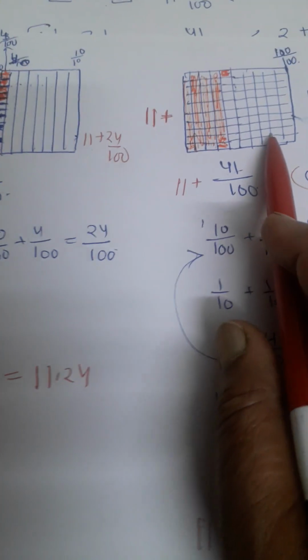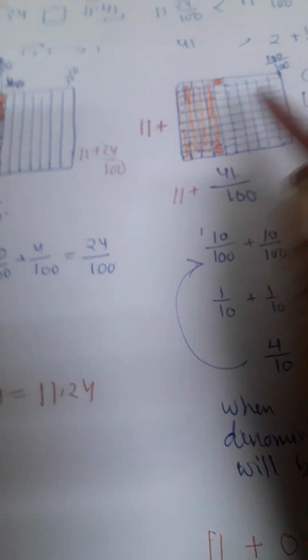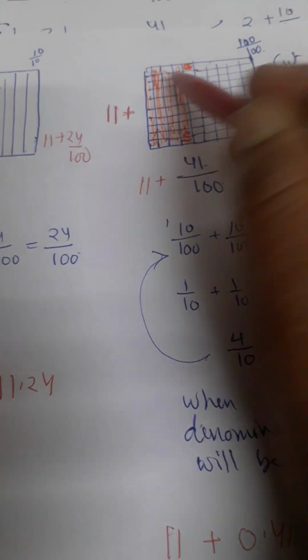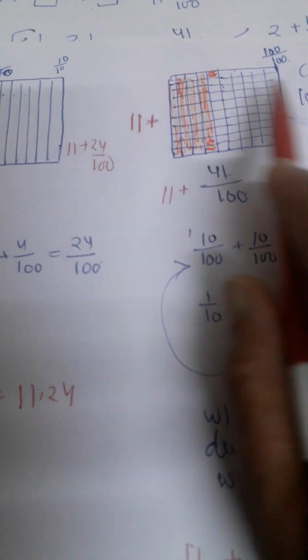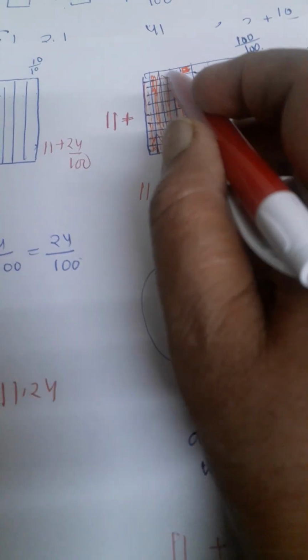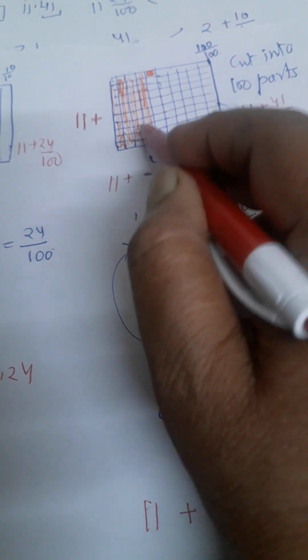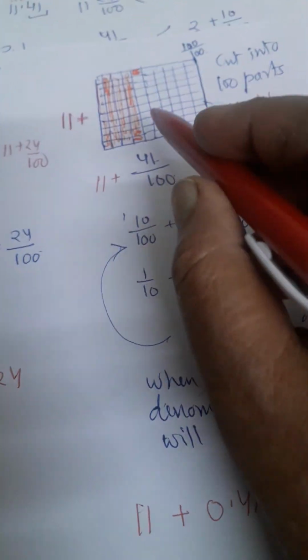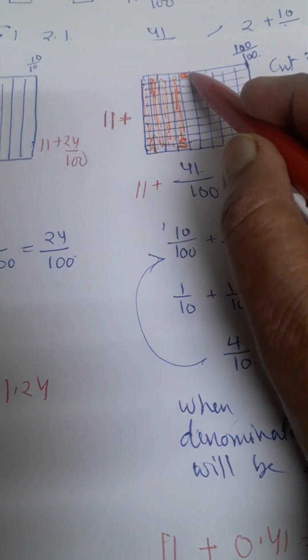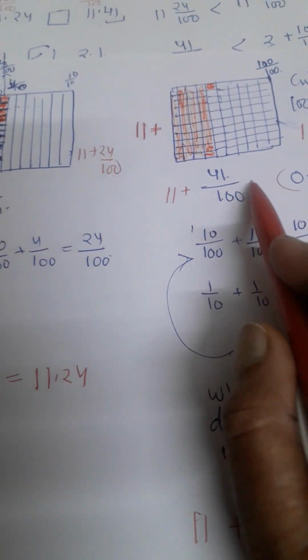In this case, a larger area is shaded, so it will be bigger. We chopped all of these into 100 parts, and then this is 41. Four columns each contain 10 hundredths, so 40 hundredths plus 1 hundredth in one part. So 41 hundredths. So it will be 11 plus 41 hundredths.